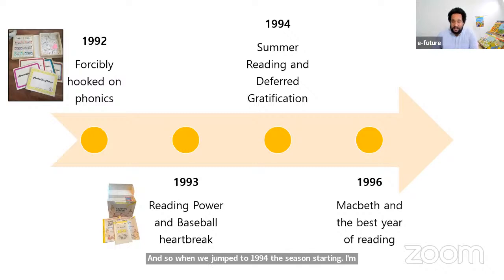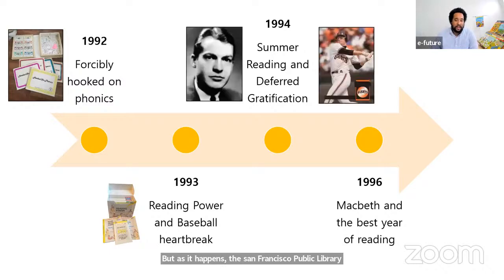But as it happens, the San Francisco Public Library started a summer reading program that year. And in that summer reading program, there were a series of rewards and prizes that you could get for reading a certain number of books. But the final reward were Giants tickets. So I had my motivation. I was ready to read.